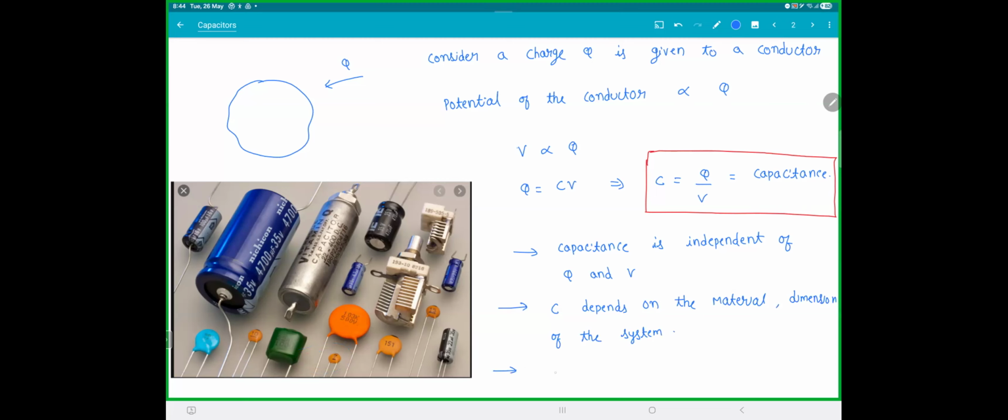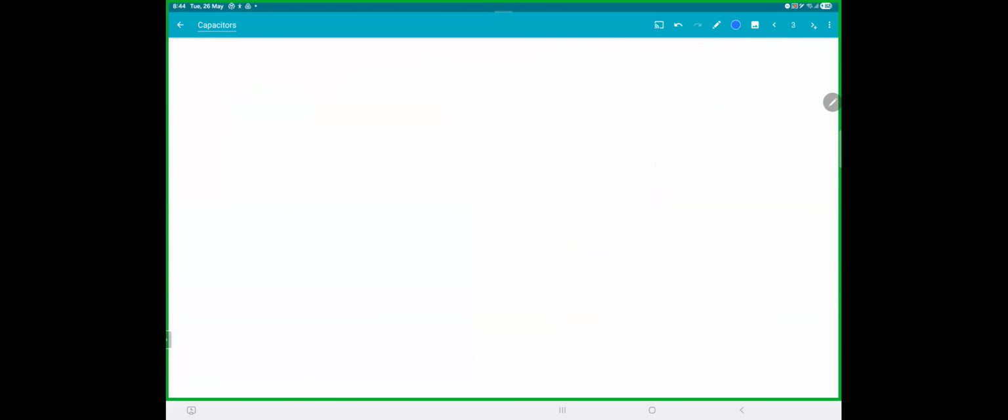The units are farad. I'll write in the next page. So this is the symbol for capacitance: two parallel lines. C is the alphabet which we use. Units are farad. Farad is a big unit. Most of the capacitors are in the range of 10 power minus 6, 10 power minus 9 farads. But yeah, you can get a big capacitor also.